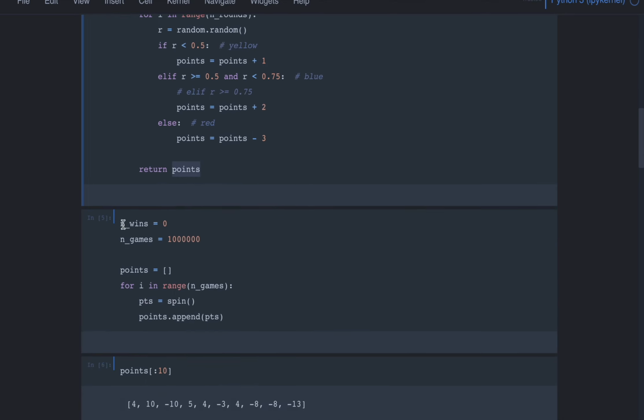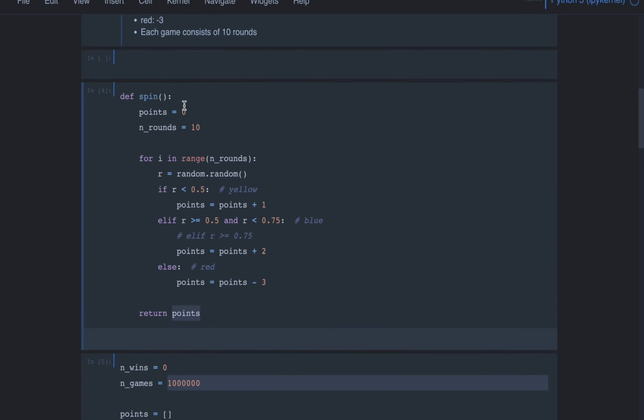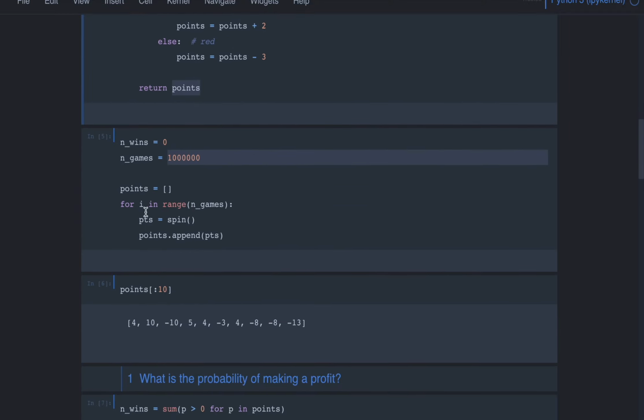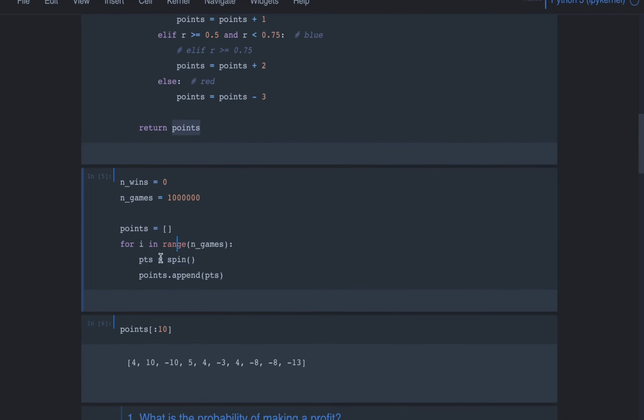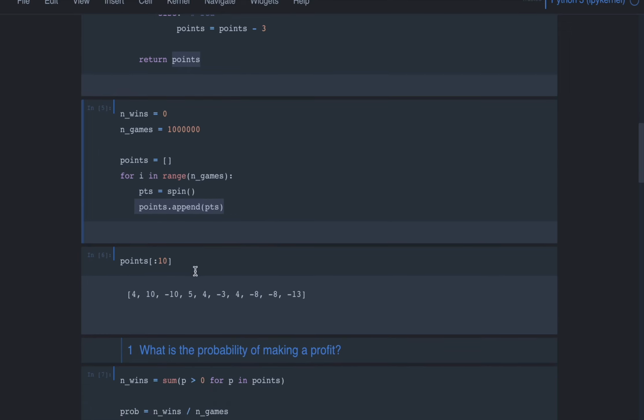Okay. So let's define these points as a list. We are going to play this game 1 million times, and each time 10 rounds. And after the 10 rounds, we are counting how many points we have. So we have started with 0, and here we call the function, meaning we are playing the game, and then this function returns the number of points after the game or the 10 rounds, and we have collected the points into a list, right? So this is how it looks.